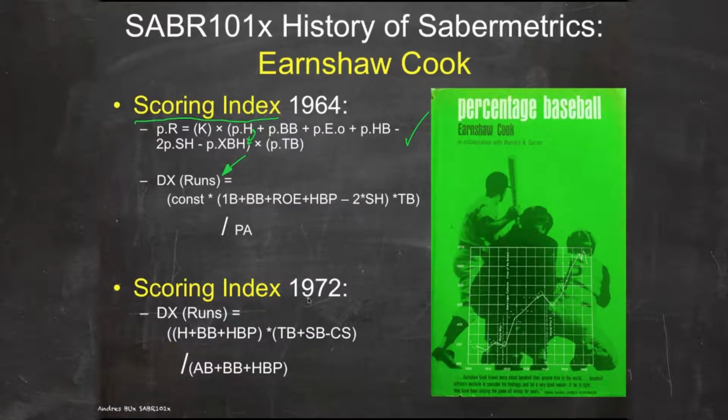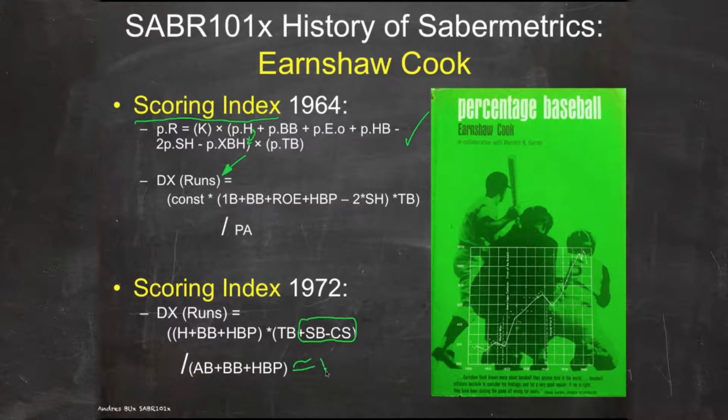And this is explicit in his book. He changes the formula to be hits plus walks plus hits by pitch, multiplied by total bases, and he adds another term in here around stolen bases. He adds stolen bases and takes away caught stealing, and then divides by some form which is almost plate appearances.